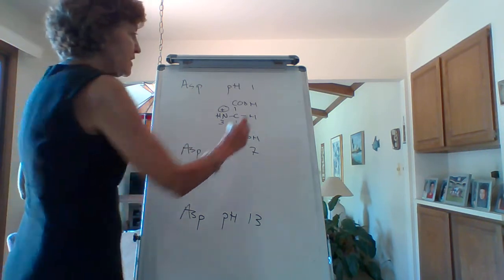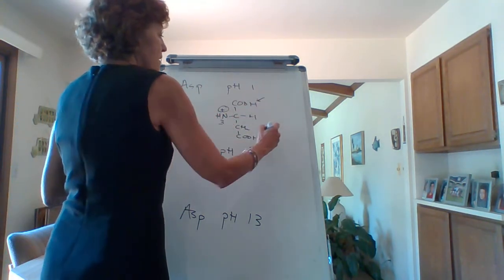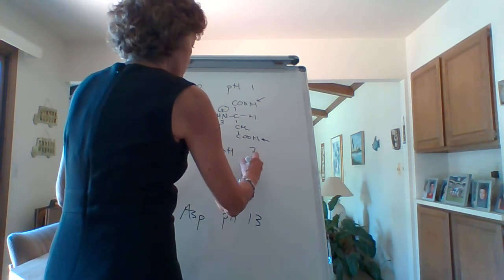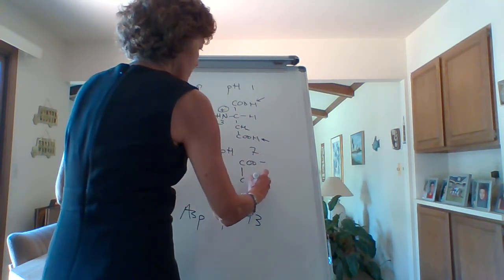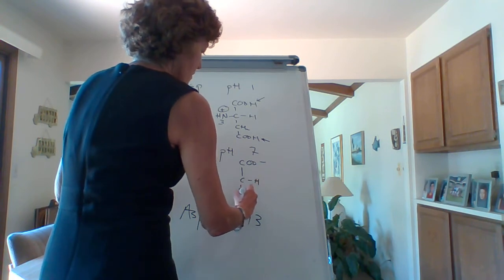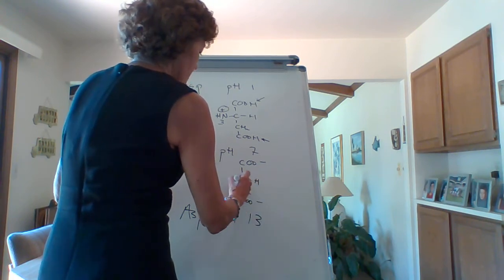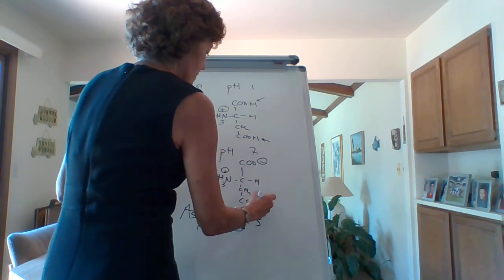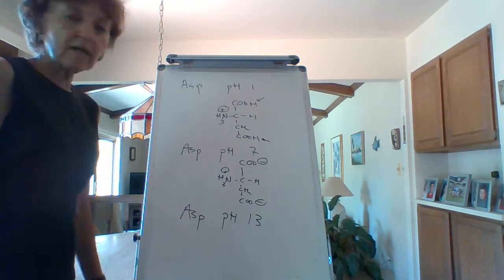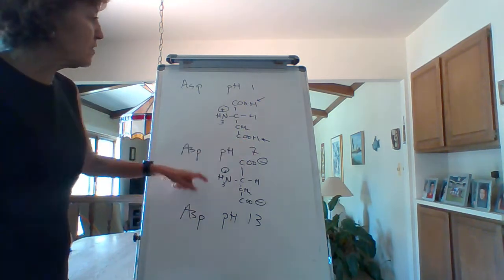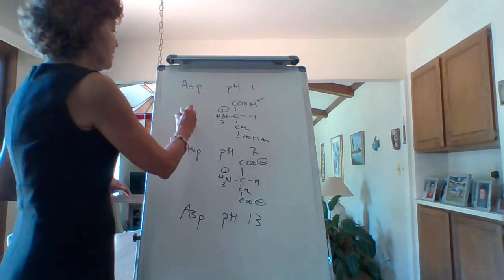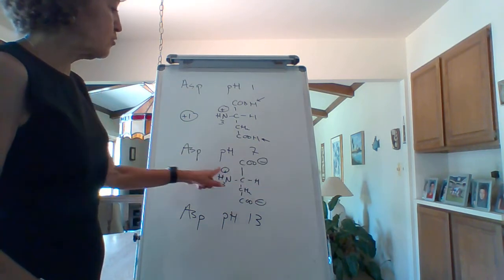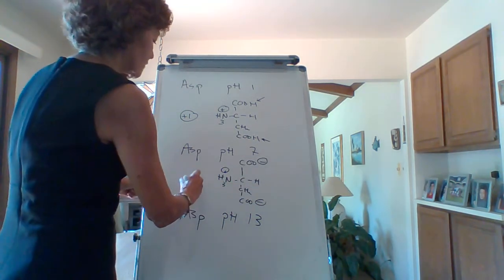At a pH of 7, this goes away and this goes away. This stays. So we're going to do this. Okay, here we go. And this is what it looks like at a pH of 7. So net charge here is +1. Net charge here, -2 and +1, that's a -1.